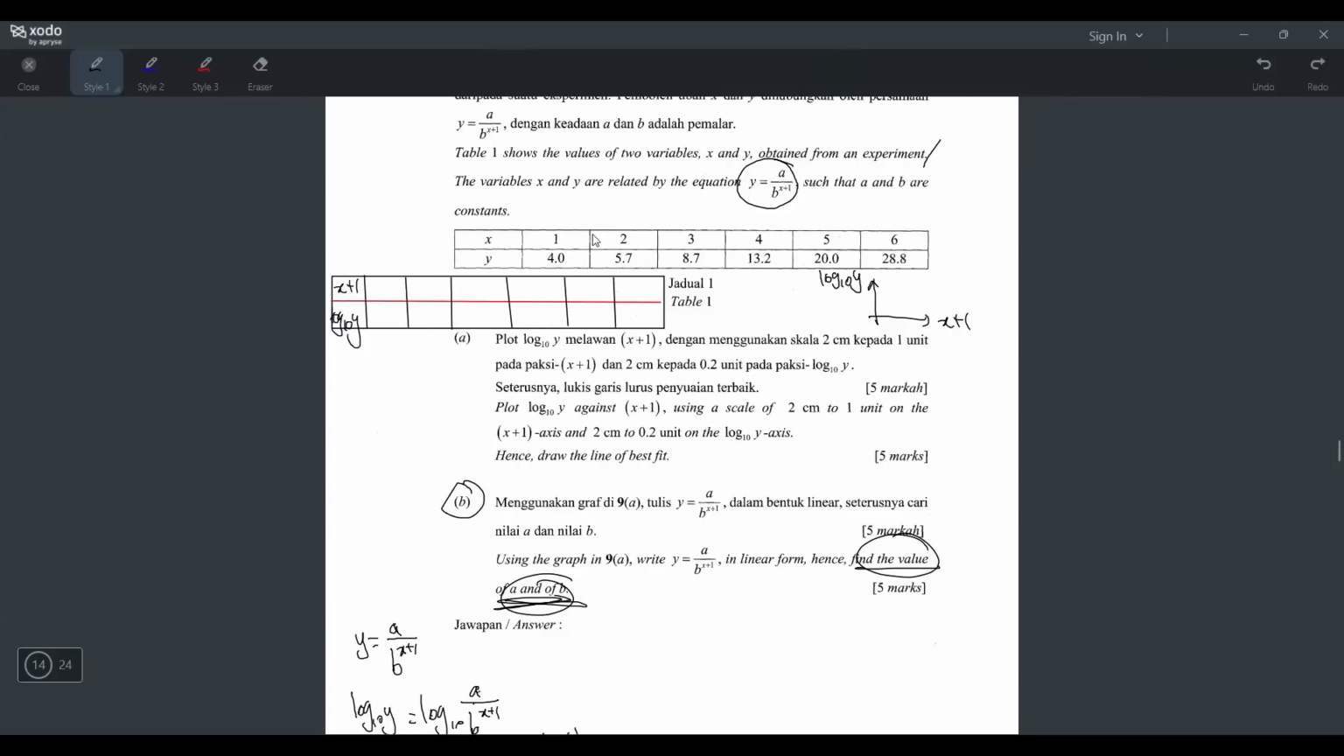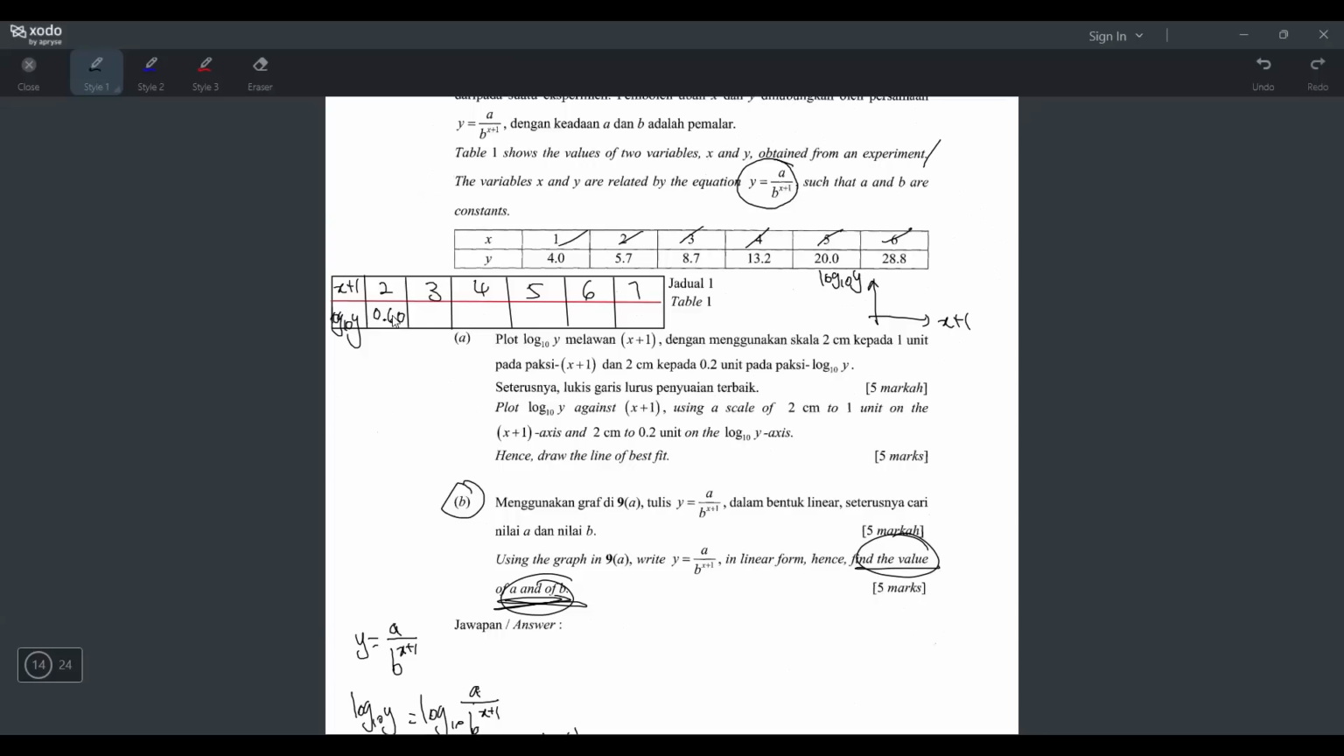Okay, what is x plus 1? 1 plus 1, 2 plus 1, 3 plus 1, 4 plus 1. So 1 plus 1 is 2, this one is 3, 4, 5, 6, 7. Okay, next one is log y. It means I have to tekan log 4, log 5.7, and so on lah. You can just tekan in your calculator, log 4. This one you write 2 decimal place. Sebab ini graph question, so graph question, you will only write 2 decimal place. Only for graph is like that.